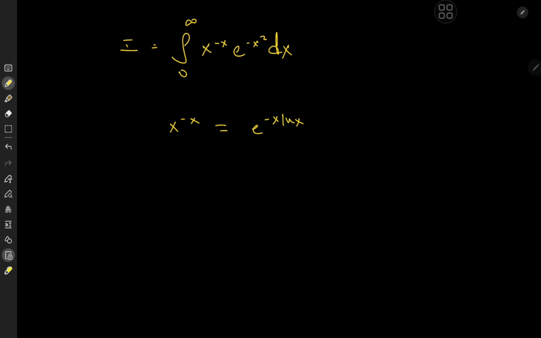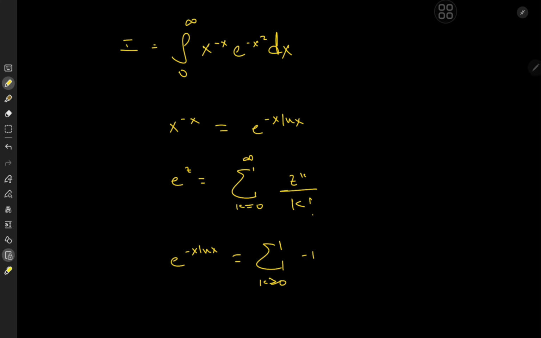And this thing has a really nice series expansion because, of course, it is an exponential function. So we know e to the z equals the sum over k from 0 to infinity of z to the k over k factorial for all complex numbers z. So e to the minus x log x would be the sum over k of negative 1 to the k times x to the k log to the k of x over k factorial.